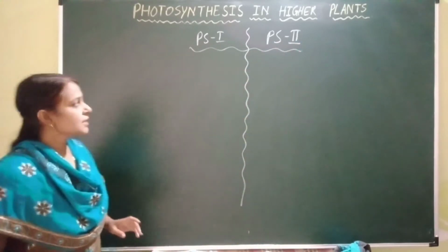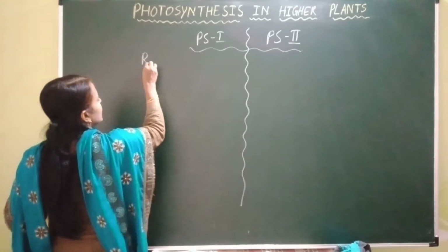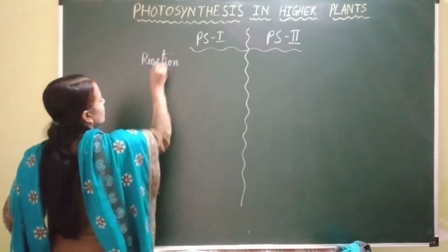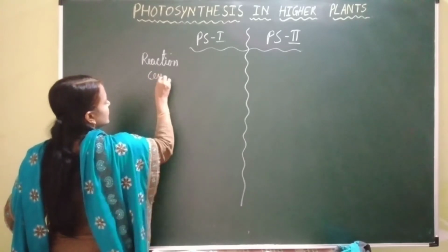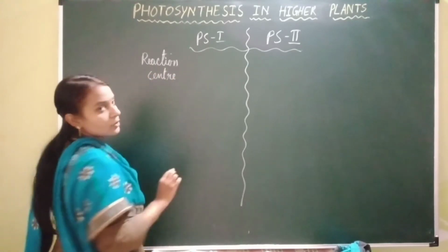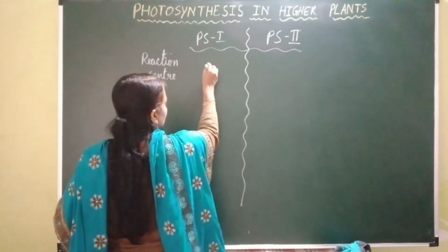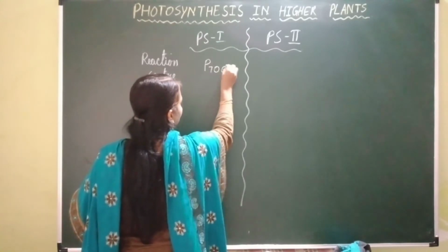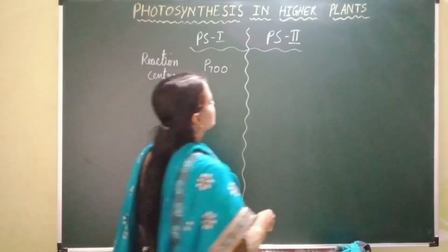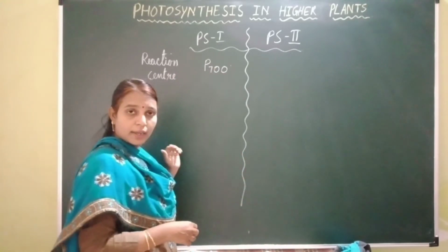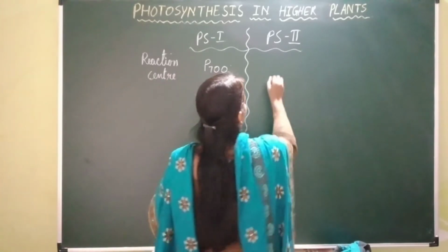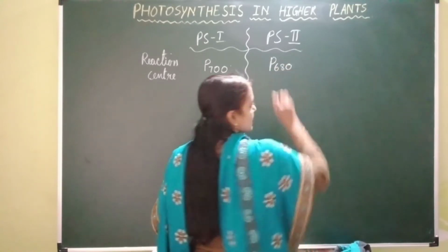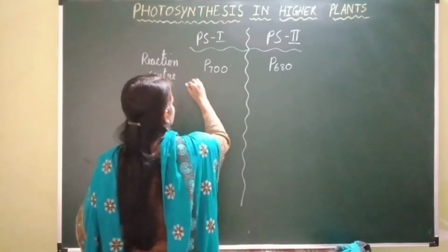Okay, the reaction center of photosystem 1, that means the chlorophyll A forming the reaction center of photosystem 1, gets activated at 700 nanometers wavelength of sunlight. So this reaction center is called P700. Whereas in photosystem 2, the chlorophyll A forming the reaction center gets activated at 680 nanometers wavelength of light. Hence it is called P680.